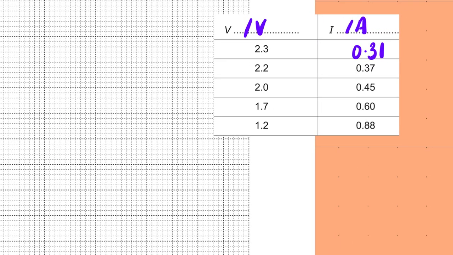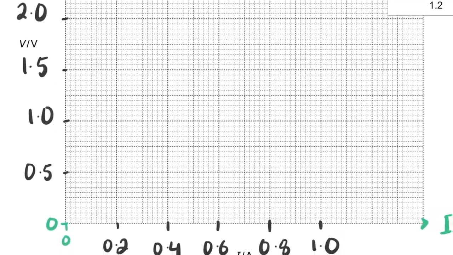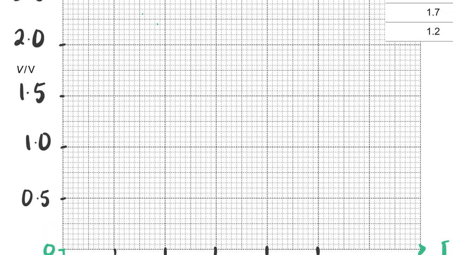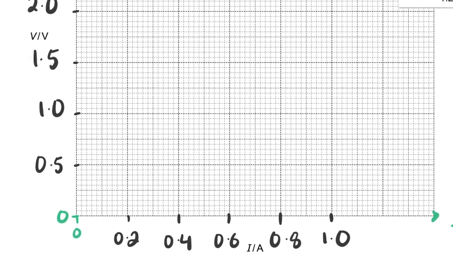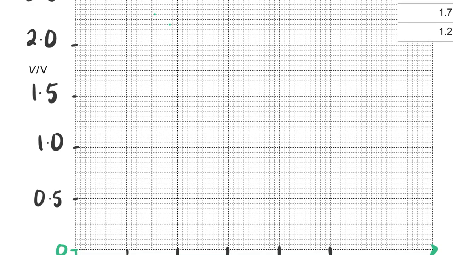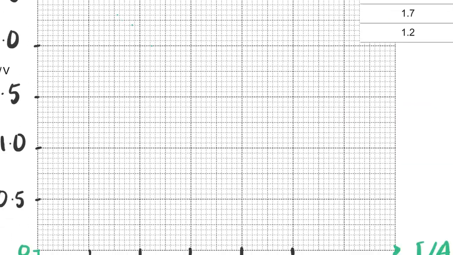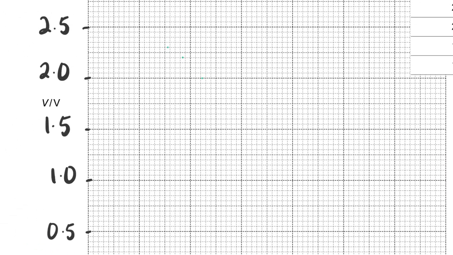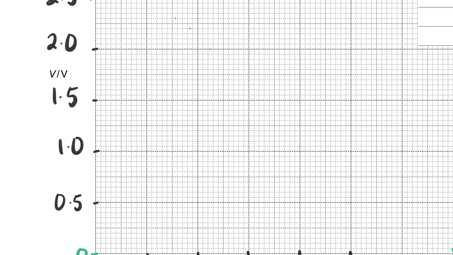Then we have 0.45, comma 2. 0.45 would be right in the middle of 0.4 and 0.5, right? So 0.5 and 2 is going to be here. What is the next value? It is 0.6 and 1.7. So that's going to be here. Let's try to make this a bit neater.